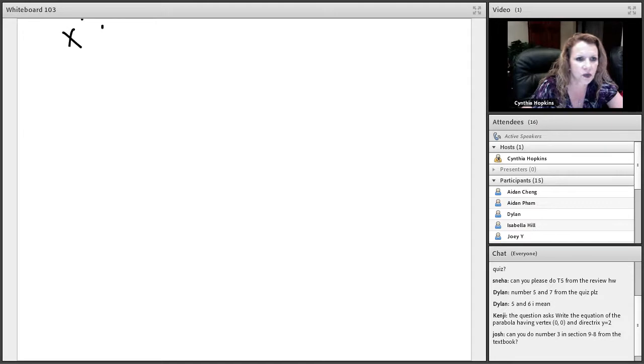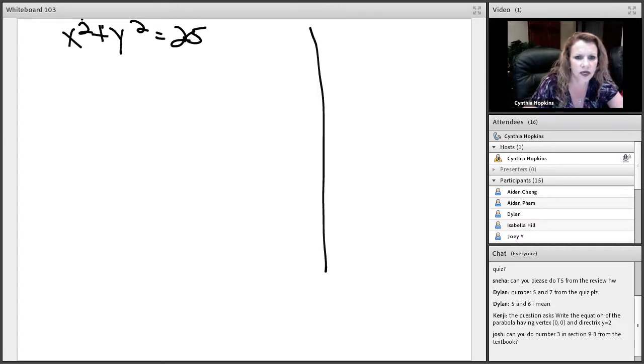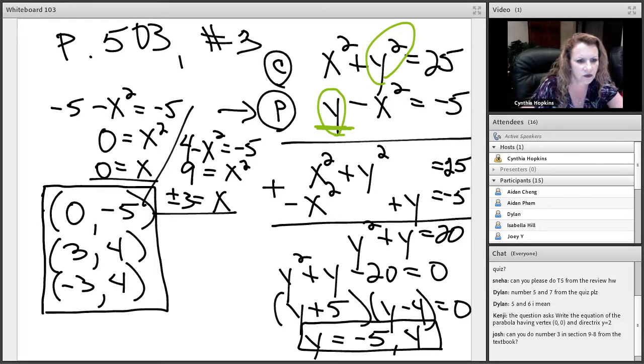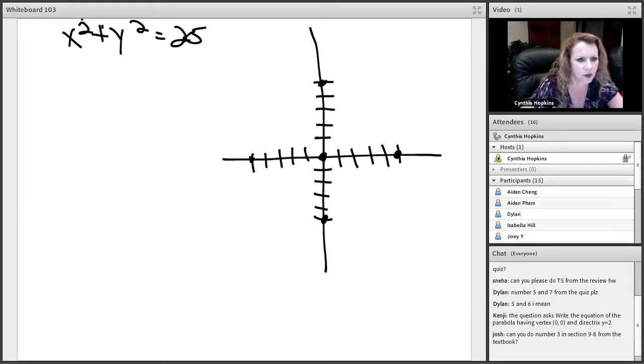Okay, so I'm going to start with x squared plus y squared equals 25. So we already said it's a circle with radius 5. Center is at the origin. 1, 2, 3, 4, 5. Put a point. And the same in each of the other directions. And before I draw my circle, I'm going to go back and look at my solutions. (0, negative 5). Let's plot that point, and I'm going to do it in red. (0, negative 5) is this point right here.